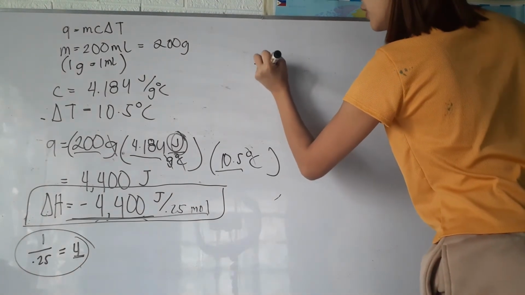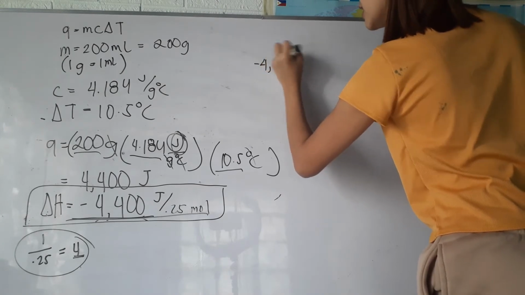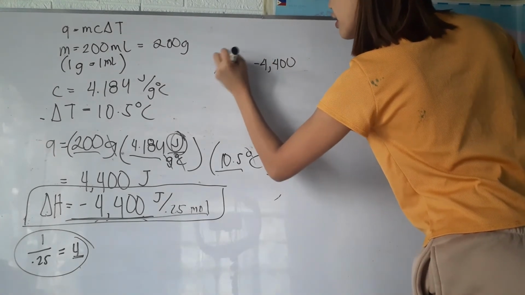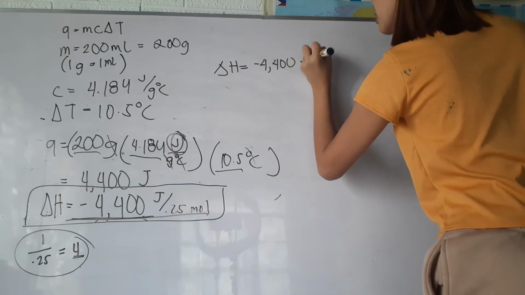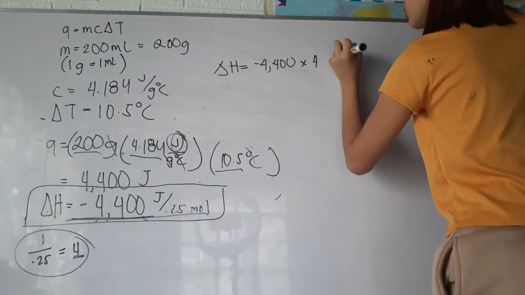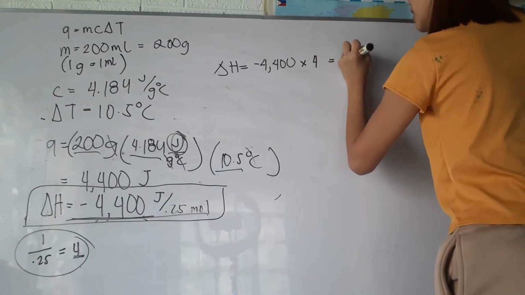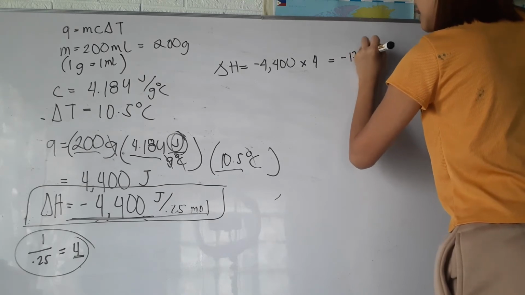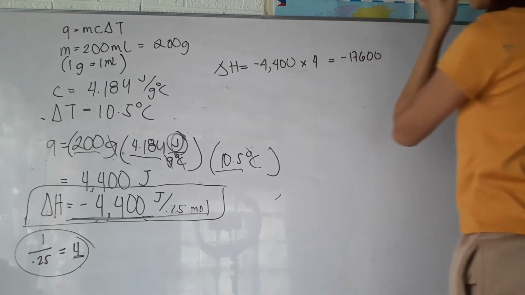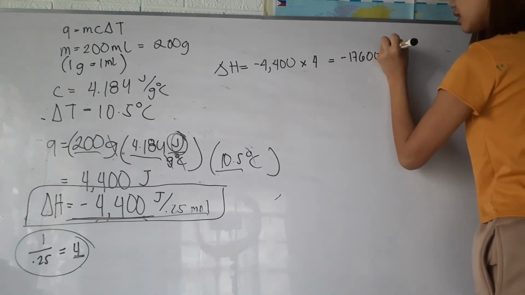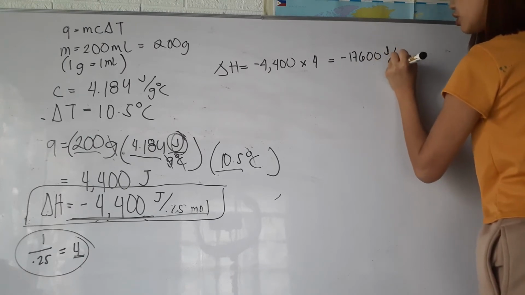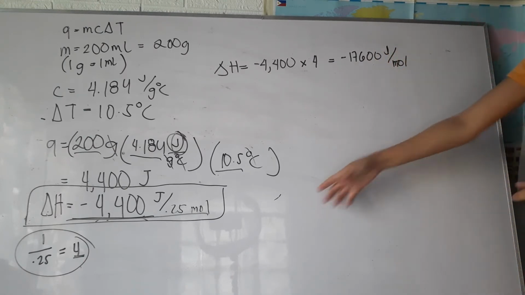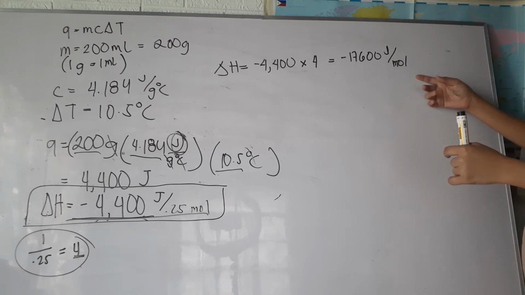Negative 4,400 times 4 is equal to negative 7,600 joules per mole. So, per mole na siya, hindi na siya per 0.25 mole. Per mole na siya.